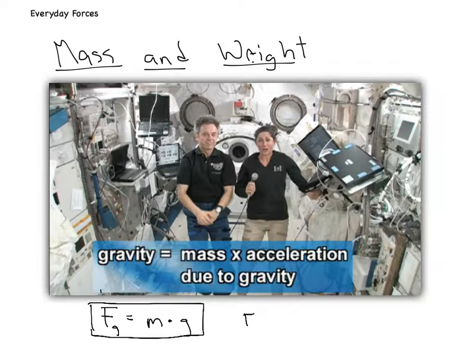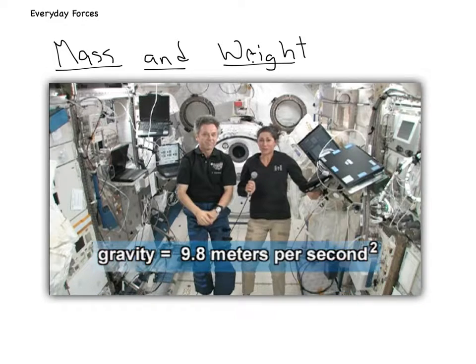To see this in action, the force of gravity on a 10 kilogram object is equal to 98 in the units of force, which are newtons. So 98 newtons. 9.8 meters per second squared.